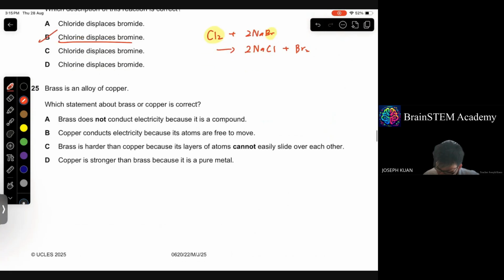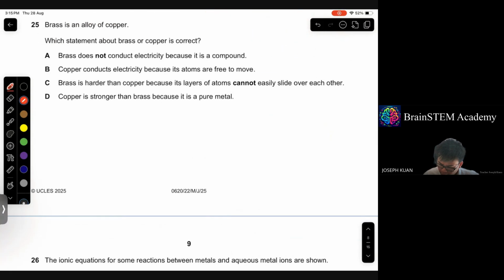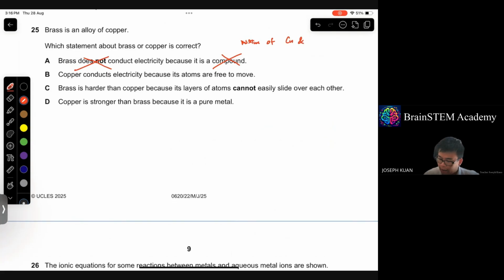Next, 25. Brass is an alloy of copper. Which statement about brass and copper is correct? Brass actually conducts electricity because ultimately it is a mixture of copper and zinc. So copper conducts electricity because its electrons are free to move, not atoms. Brass is harder than copper because its layers of atoms cannot easily slide over each other.